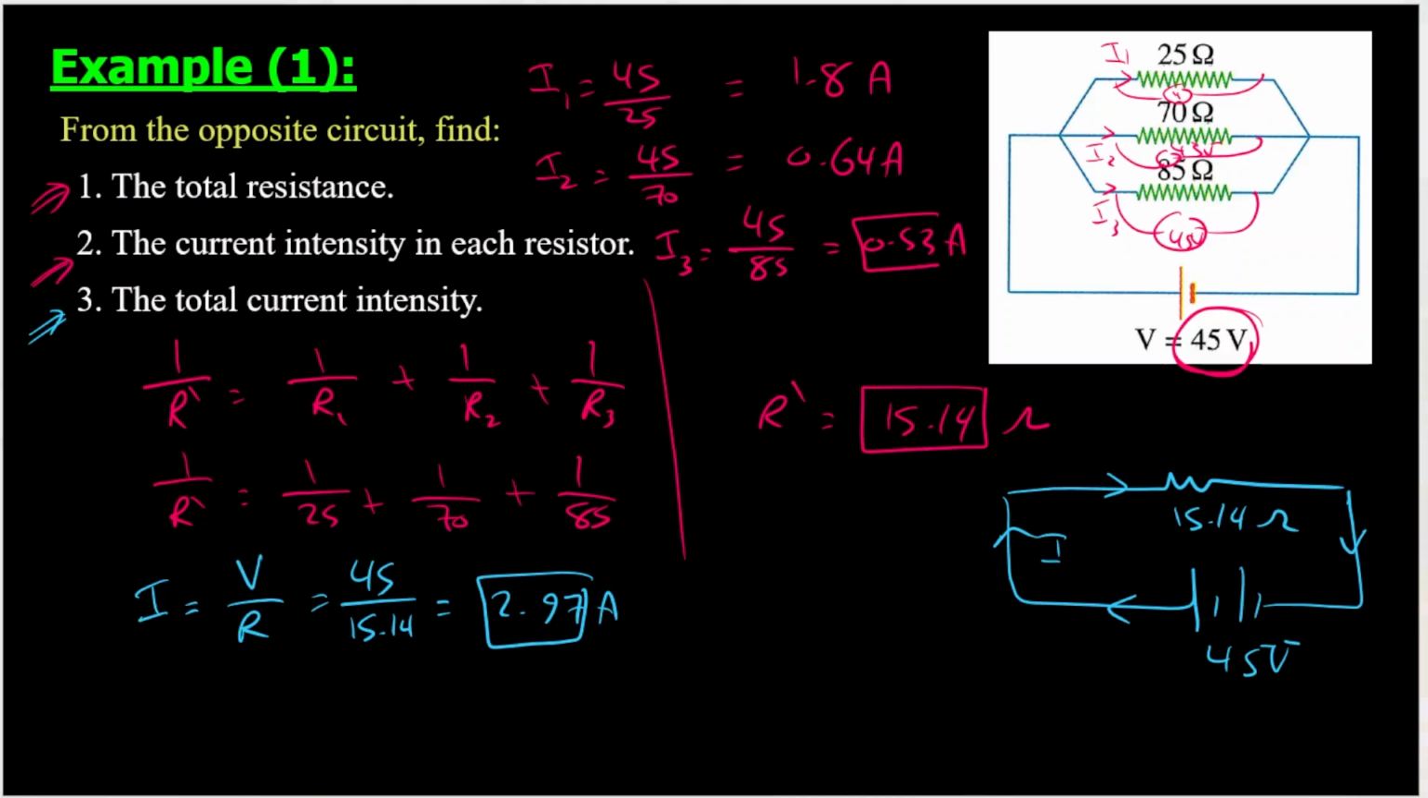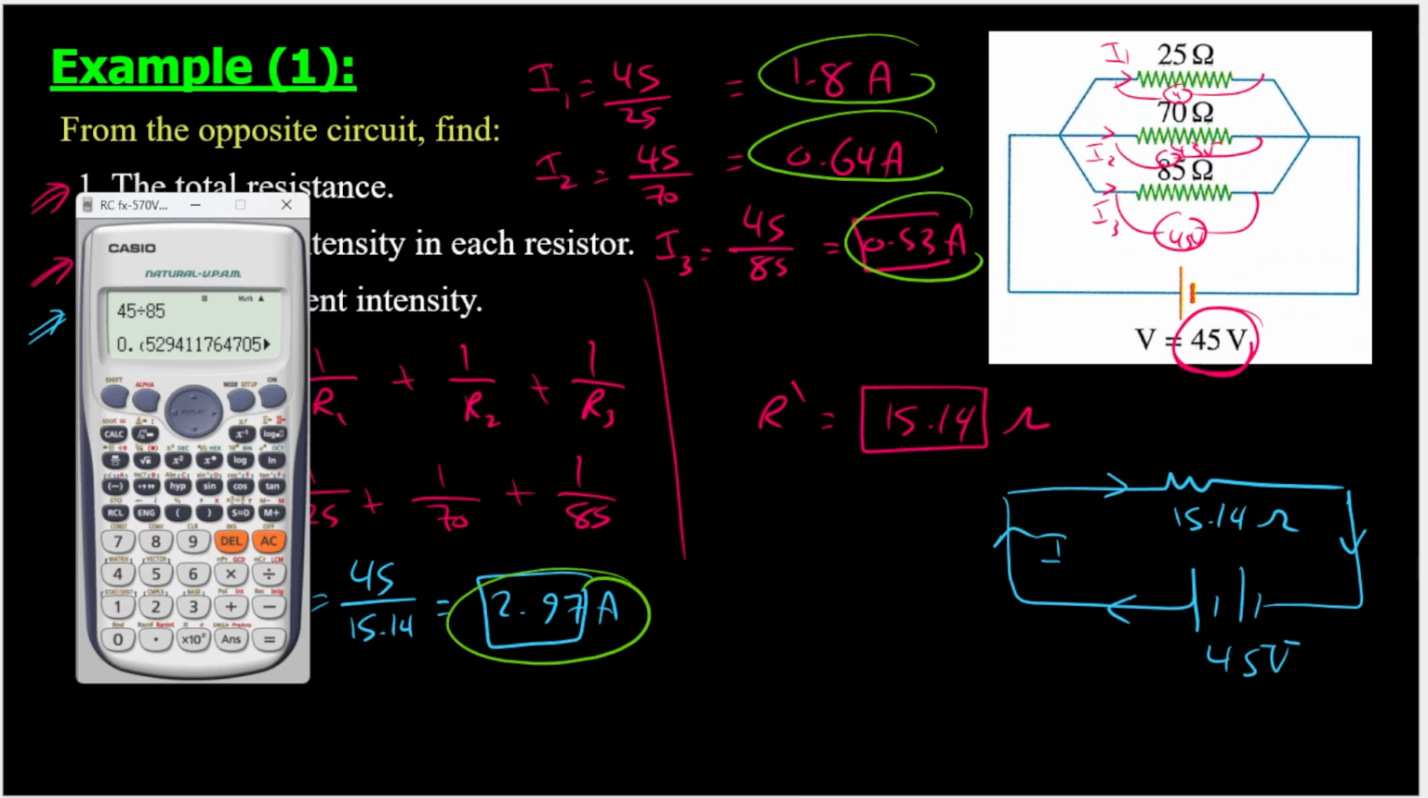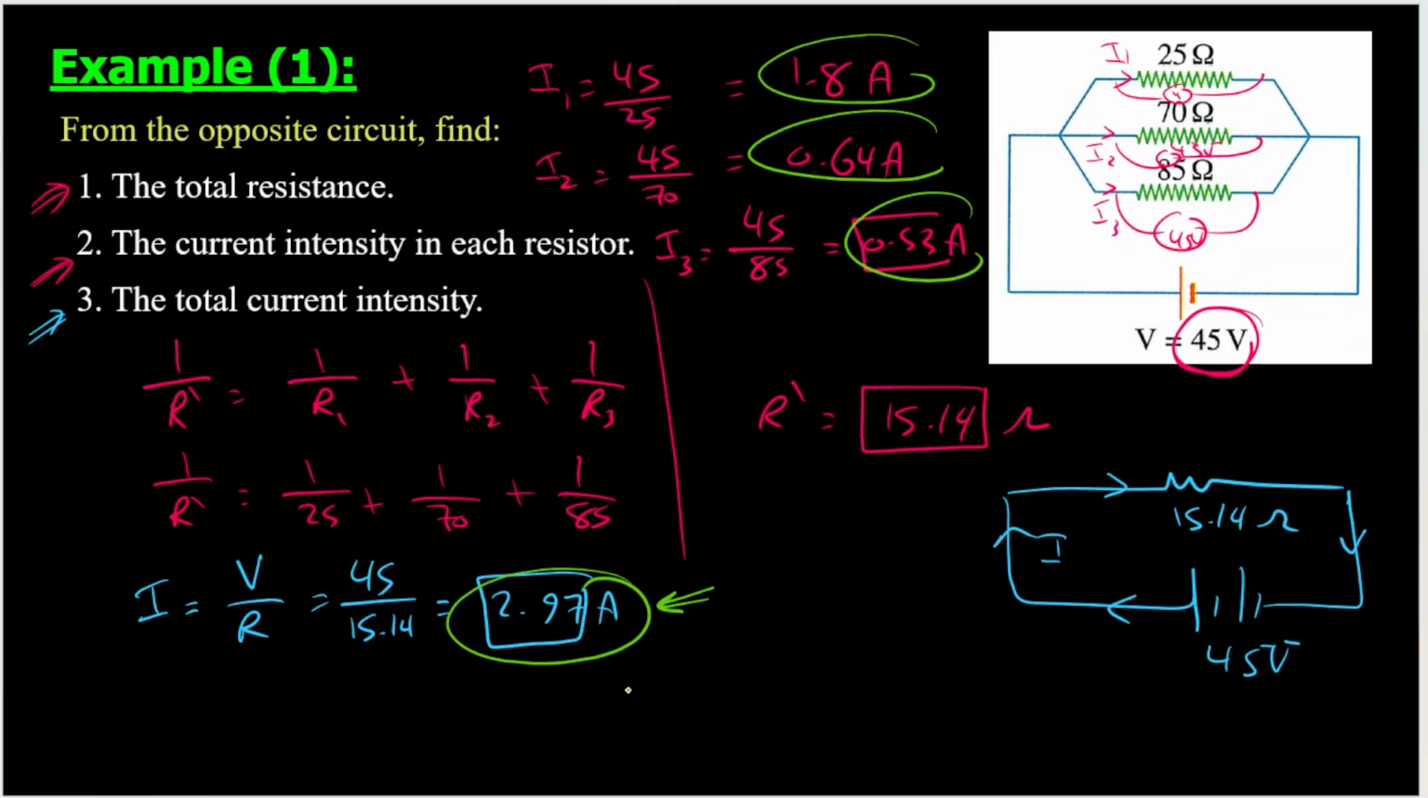If you add these currents together, you should get this number if your calculations are correct. So you will add this number to 0.64 plus 1.8, which is very close. It's 2.969, which is 2.97. So we have calculated the current in each branch, and we have calculated the total current.